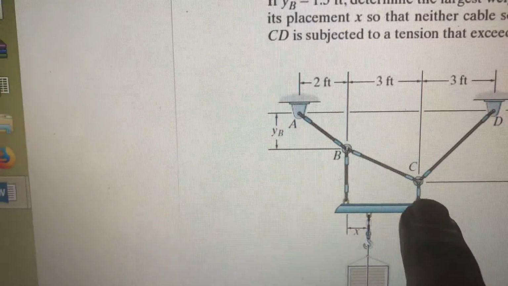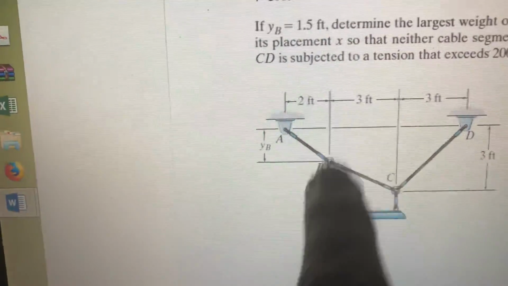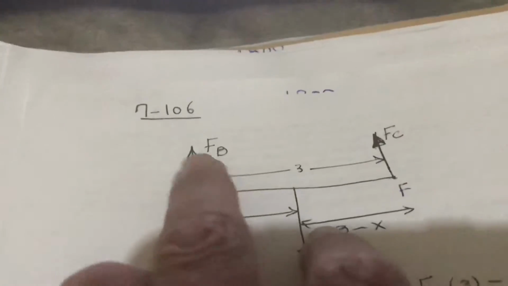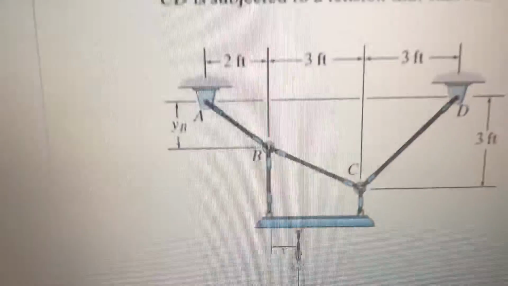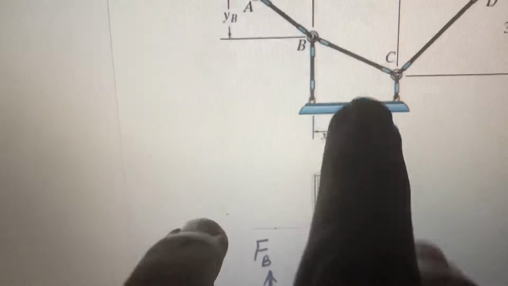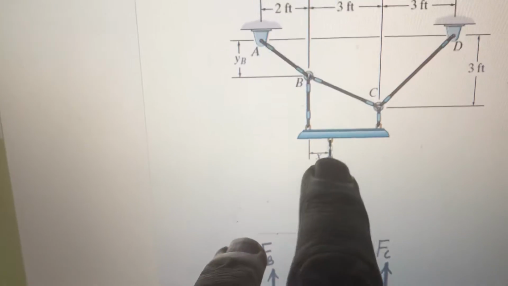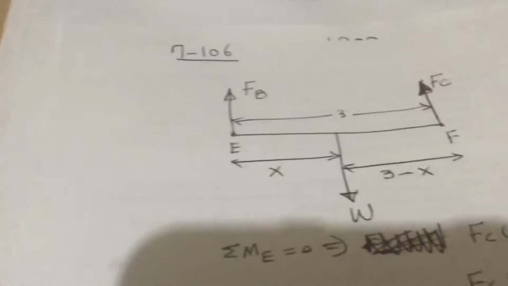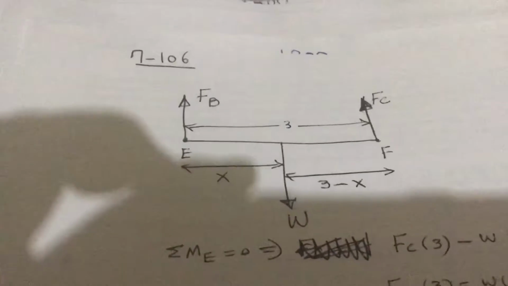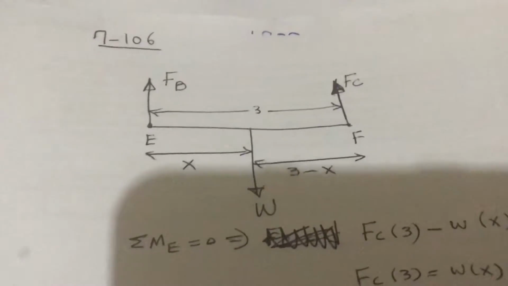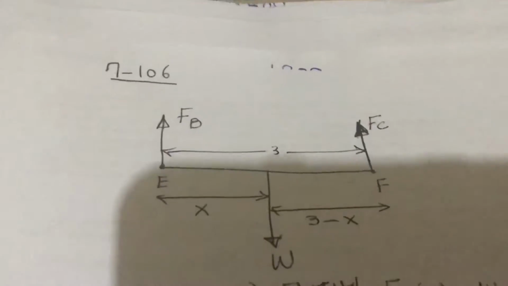What is the distance between point C and point B? You can see 3 feet. So 3 feet between FC and FB, and there's the weight of the crate. The weight has a distance X, and if this is 3 feet, this should be 3 minus X. So the weight down, X, 3 minus X. Now, how could you start solving this question?